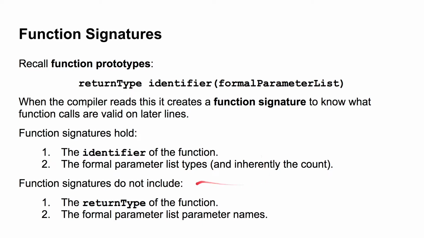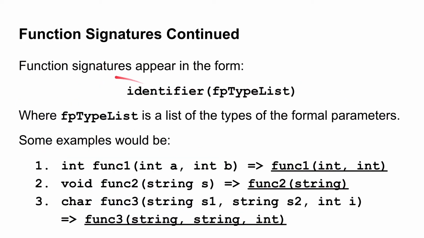What does it not include, though? It does not include the return type of the function. That is very important that it does not include the return type of the function. And it does not include the names of the formal parameter list parameters. So this is what a function signature would look like. It would have your identifier and then some formal parameter type list. And this type list is just a list of all the types of the formal parameters. So that's all good and dandy, but by example is much better.